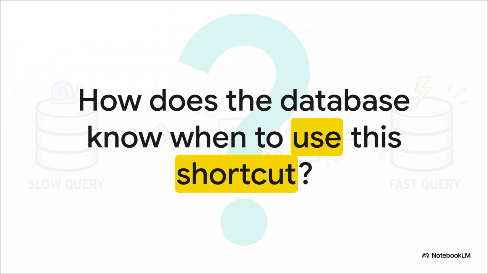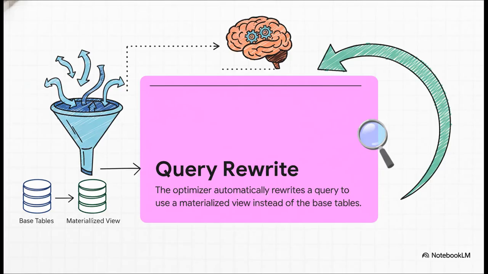And yet, almost like magic, the answer comes back in milliseconds instead of minutes. What is happening behind the scenes? The answer is this incredible feature called Query Rewrite. This is the database's smart assistant. It's called the optimizer, and it's always working for you in the background.